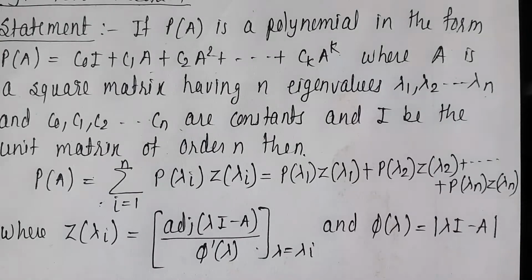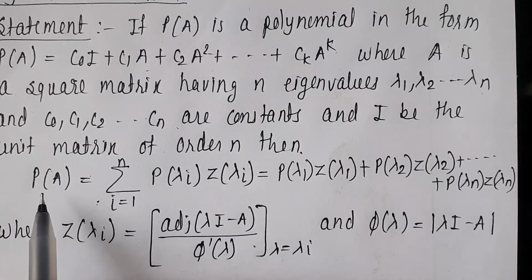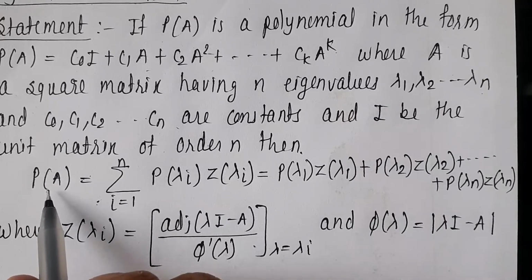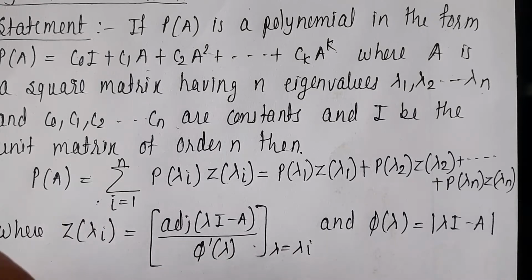Second thing, P of A is the given statement. If we have an exponential term, then P of A is our exponential term. If we have a trigonometric term, then P of A is our trigonometric term. If we have a polynomial term, then P of A will be our polynomial term. So in this way, P of A is our given statement.